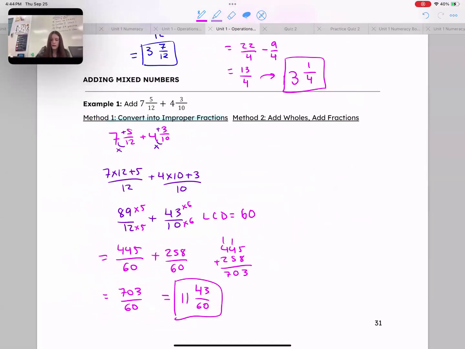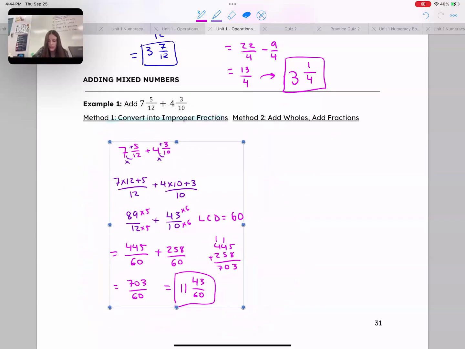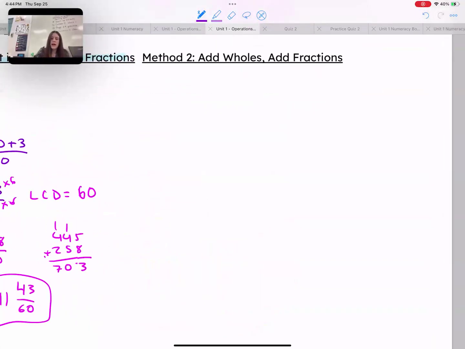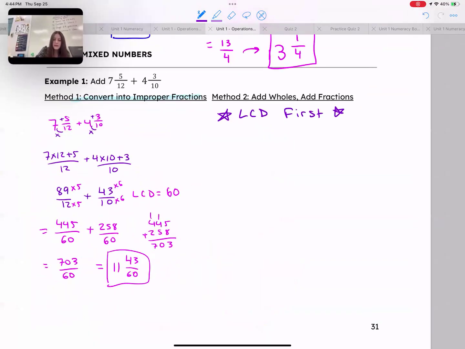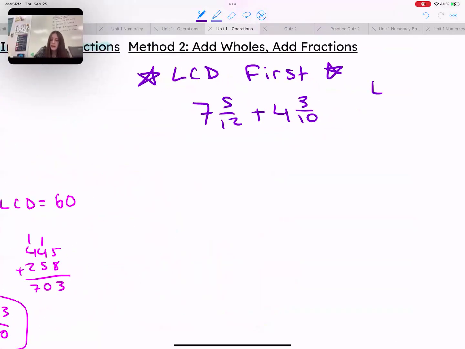All right, so that was a process and a half. So let's see what the other method looks like, and maybe that one's going to be a little bit easier for us to do. So next we're going to add the wholes and then add the fractions together. When you do this method, you do have to find the lowest common denominator as your first step. And for us, the lowest common denominator, we already figured it out on the last page, is going to be 60.